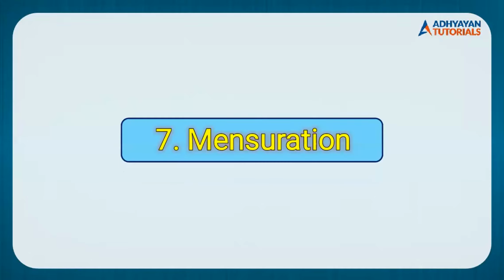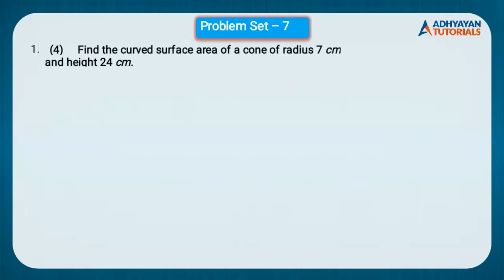This is the sum in front of us. Lecture 2, we are starting. Yesterday we completed lecture 1, and this is problem set 7, sum number 1, sub question 4. The question is in front of us: find the curved surface area of a cone of radius 7 centimeter and height 24 centimeter. Now students, these are the options given to us.